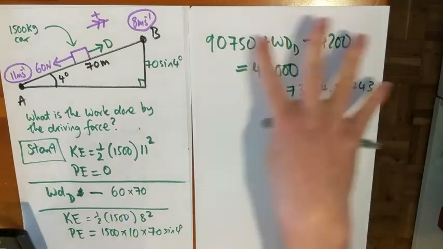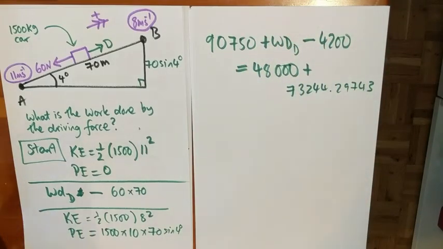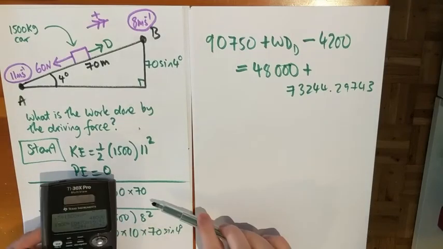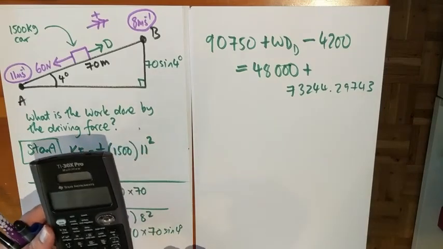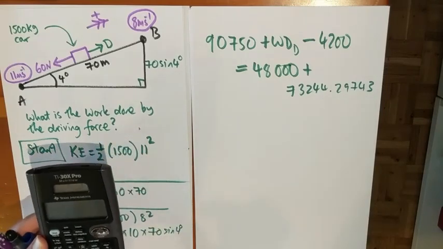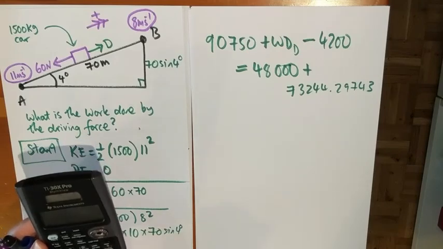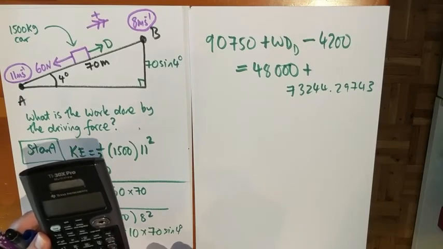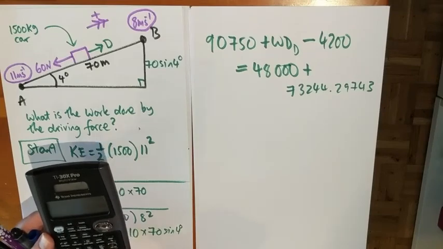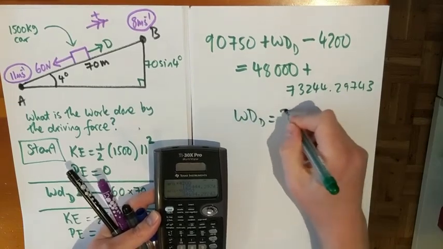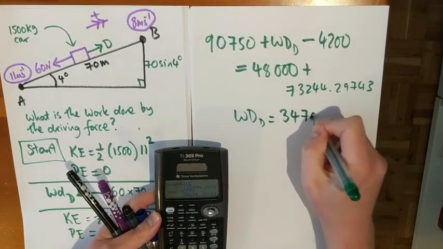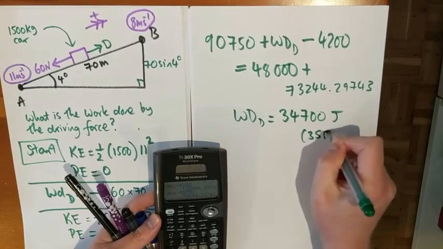And I'm missing the driving force work here, but you could have been missing one of these items, and you can piece everything together with this simple idea: what you've got at the beginning, plus the work done by the driving force, take away the work done by resistance, equals the energy at the end. So let's work it out. So it's this plus the 48,000 plus the work done by resistance minus the energy at the end, and that gives me the work done by the driving force would be 34700 joules to 3 SF.